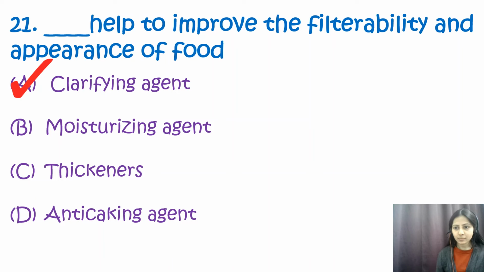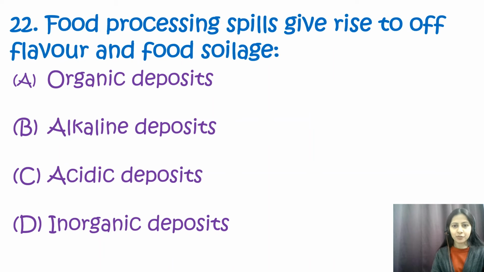Question number 22. Food processing spills give rise to off flavor and food spoilage. The options are organic deposits, alkaline deposits, acidic deposits, and inorganic deposits. The correct option is option A, that is organic deposits. Organic deposits are the residues left behind after food processing, composed of organic matter such as protein, fats, and carbohydrates. They may cause discoloration, off flavors, or spoilage of the food products if not properly removed.